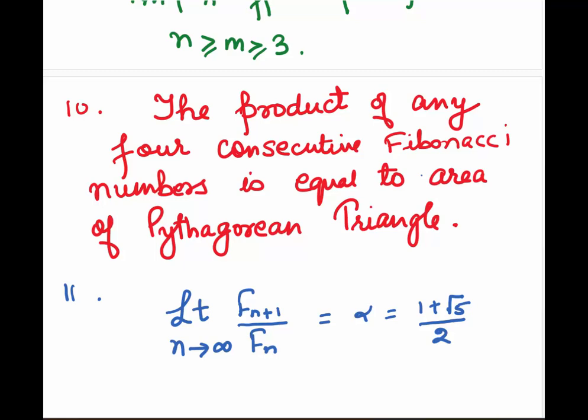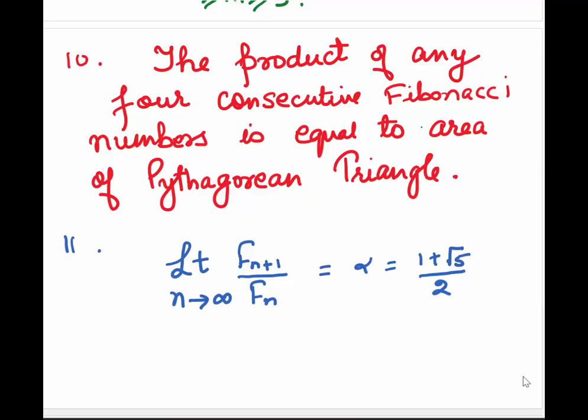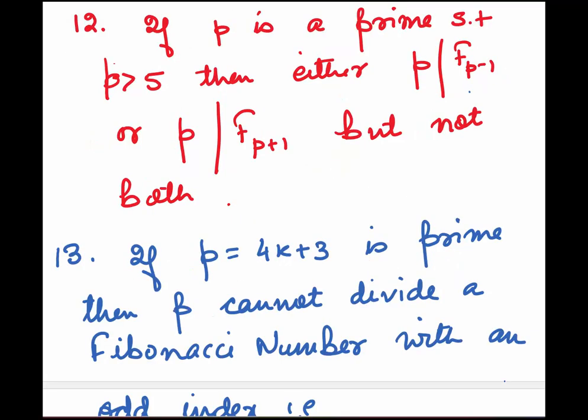And 11th, the limit of f of n plus 1 upon fn as n tends to infinity is always alpha, which is nothing but 1 plus root 5 by 2, which is the golden ratio. So this is how the golden ratio and the Fibonacci numbers are related. Now look at this result.